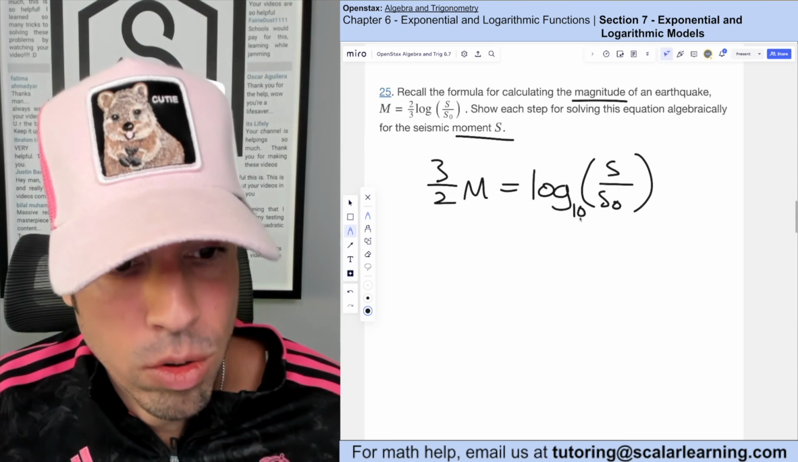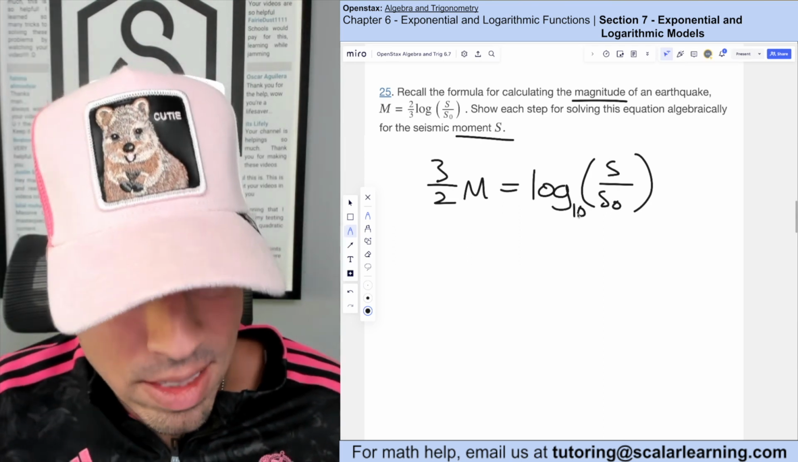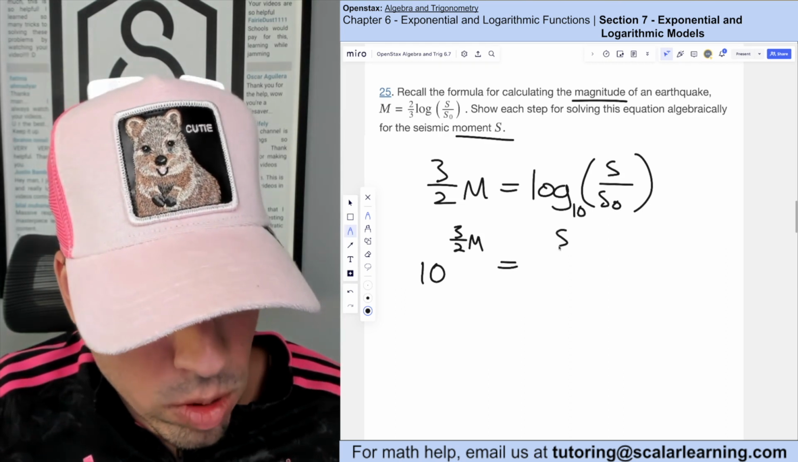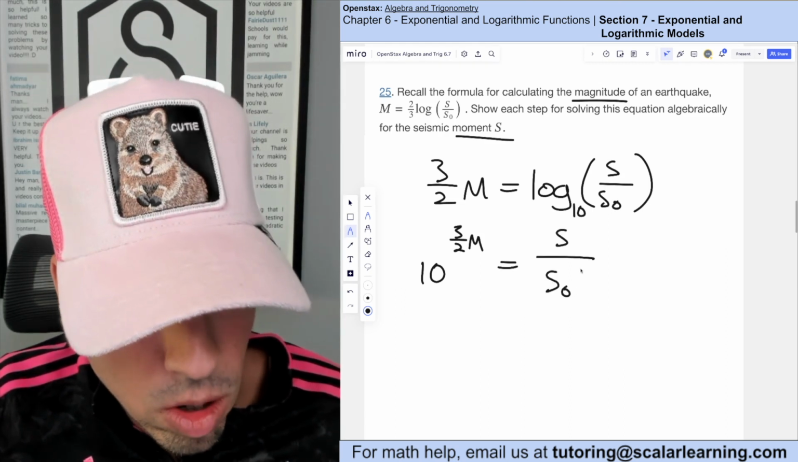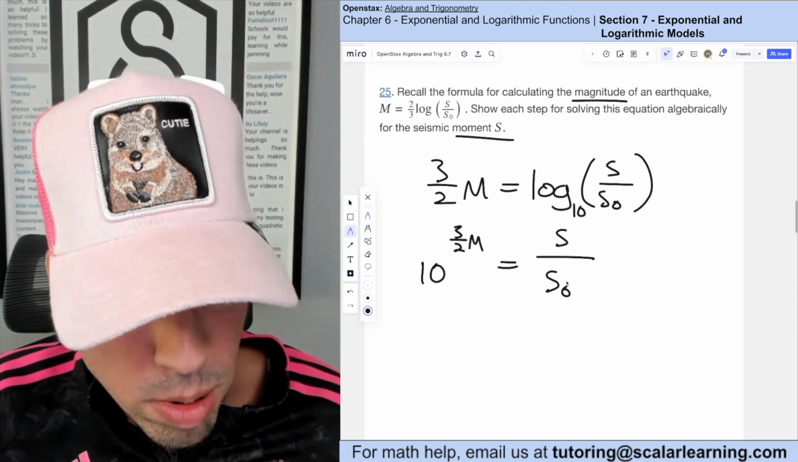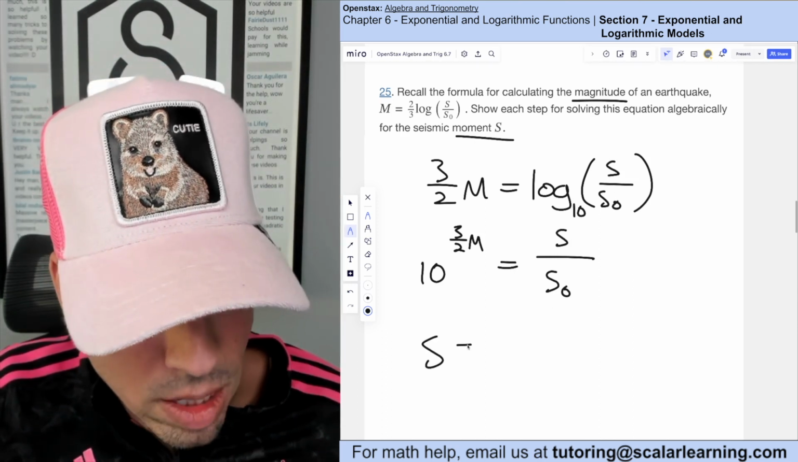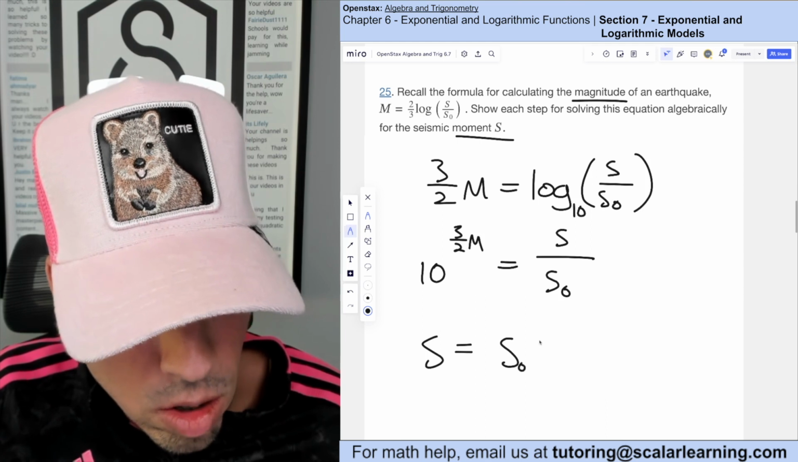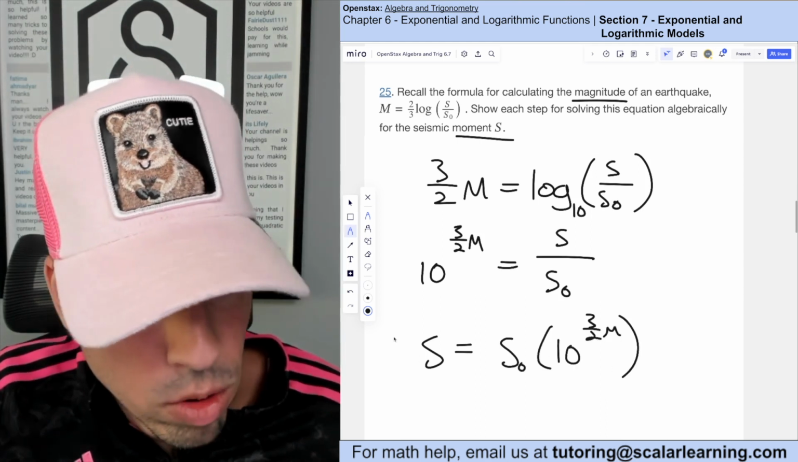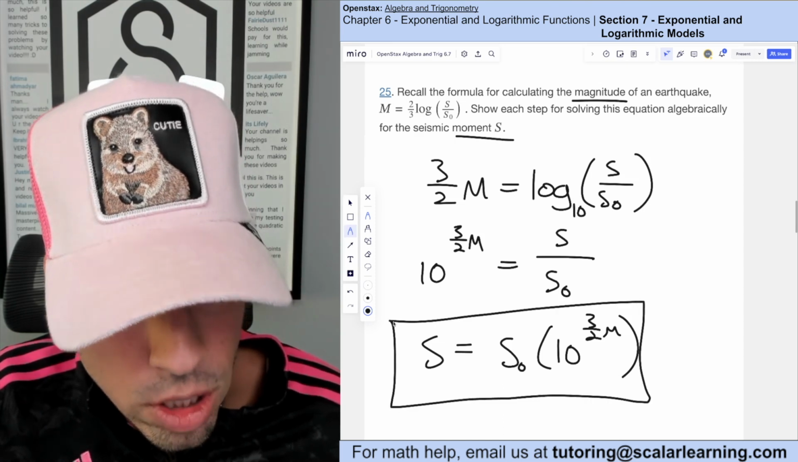Now we can convert this to its exponential equivalent, meaning it's 10 to this power equals whatever the argument was, which was S over S null. I know that looks like a 5, but it's S. And then we're trying to isolate S, so last step we multiply by that denominator of S null, so we get S equals S null times 10 to the 3 over 2m power. That's the isolated version. Done.